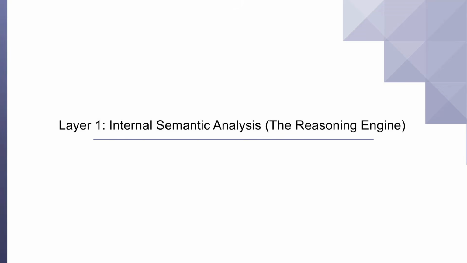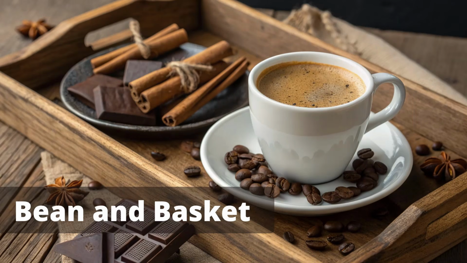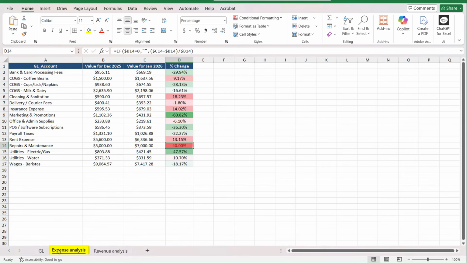The first place we look for the why is inside our own data, specifically the memos in our general ledger. Let's look at Bean and Basket's general ledger for the month of December 2025 till January 2026. A quick expense analysis shows that our repairs and maintenance is up 40% for the month of January 2026. The Fortress, Excel, confirms the math with a formula. Now, we turn to the newsroom, or the reasoning engine, to explain this.